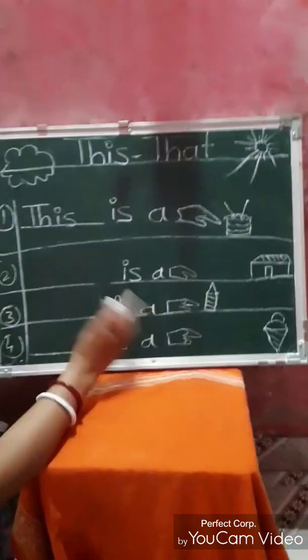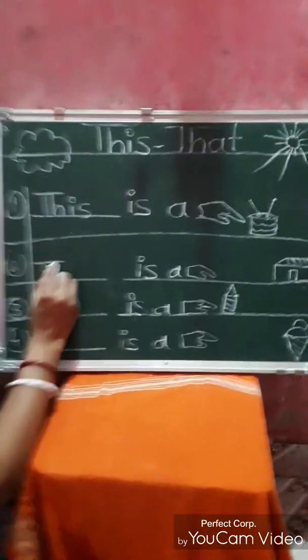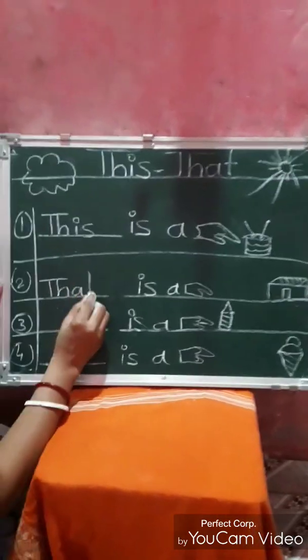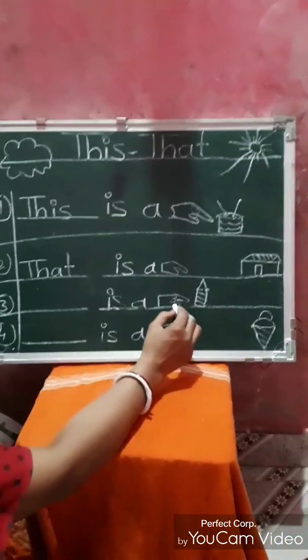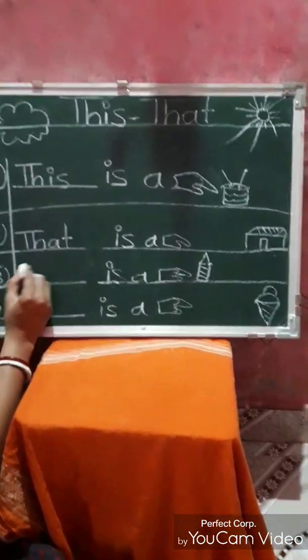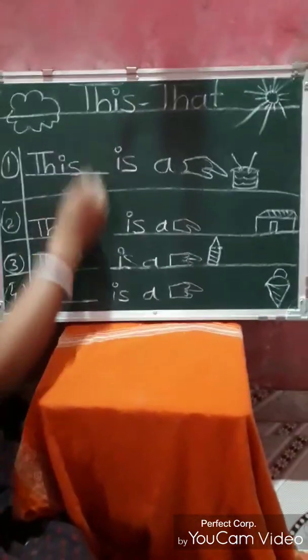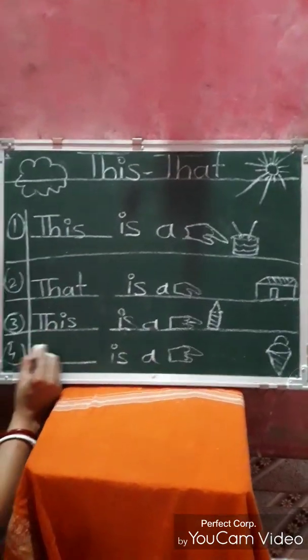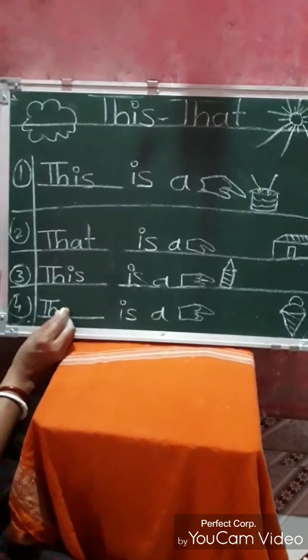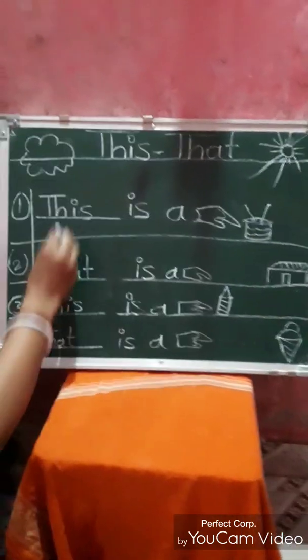Now move to the next picture. House is far away from hand. That's why we are going to use that in this case. Move to the third picture. In this case, pencil is nearer to hand, so we use this. Like all these, ice cream is far away from hand, so here we are going to use that. And these all things are in singular number, that's why we use this and that.